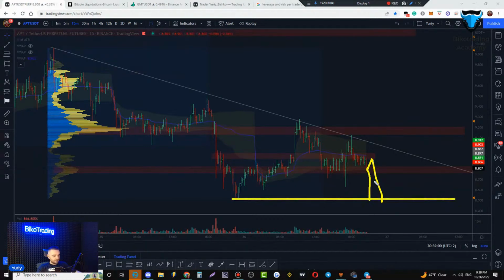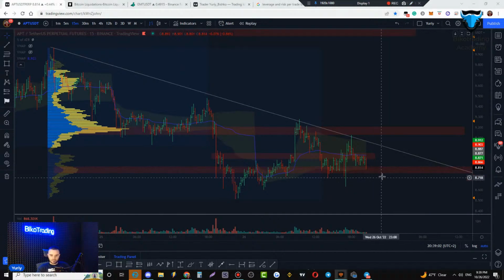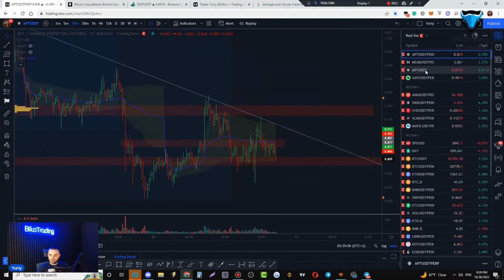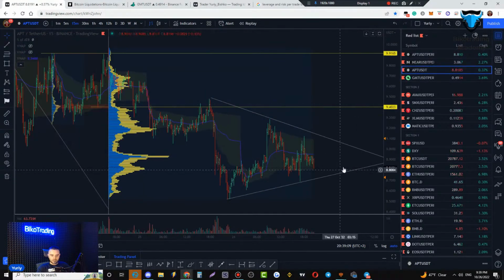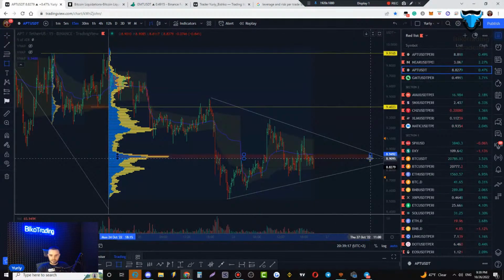So I have some feelings that APT potentially could break down to make a reload. I don't know why, but I have that feeling. Guys, at this moment, what's going on? Again, APT failed to break VWAP plus a significant size.